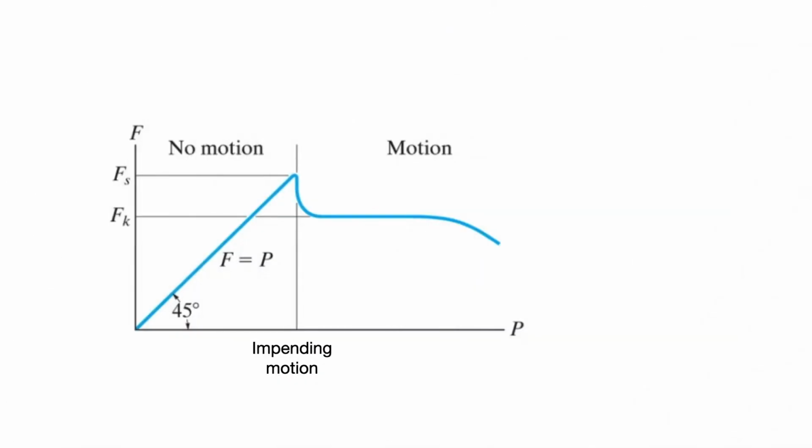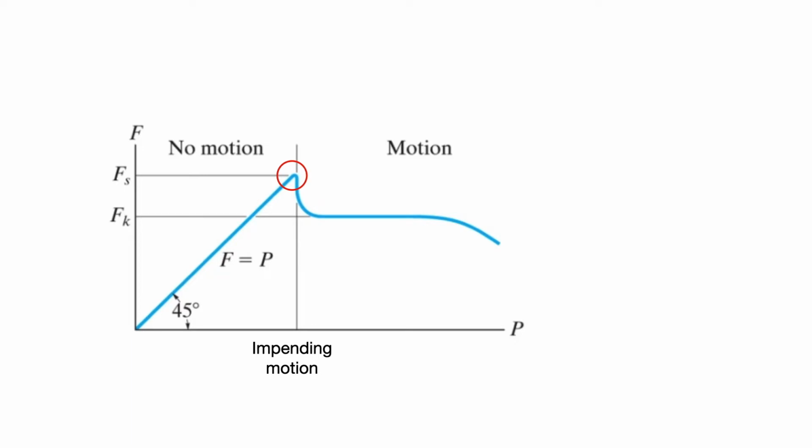The relationship between the frictional force F and the applied force P can be referred to in this graph. As long as the applied force is below the maximum static friction limit, Fs, the object will be in equilibrium. It will not move at all. But as it reaches the maximum static friction limit, it will begin to move.